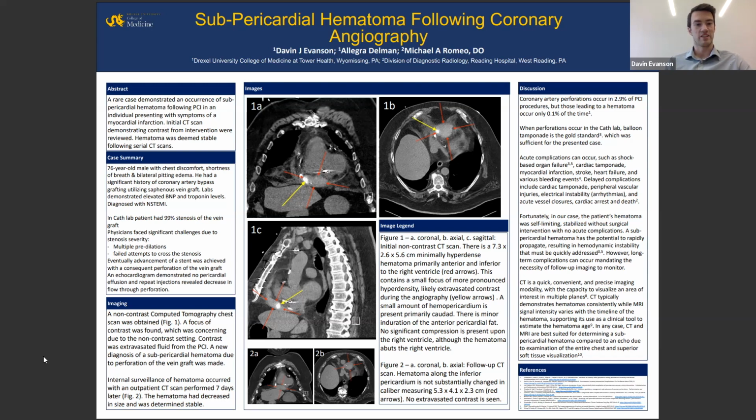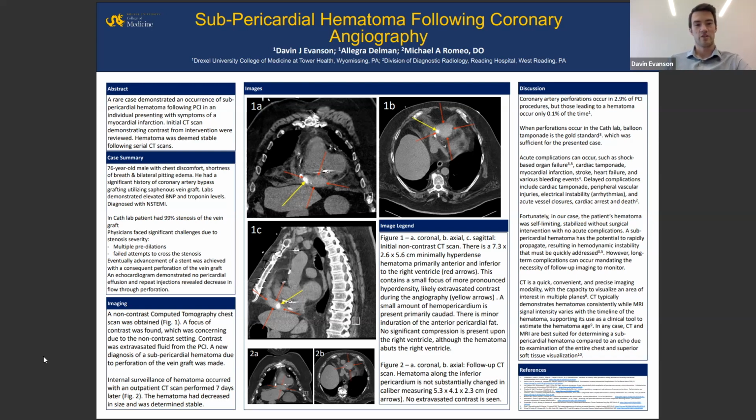The patient was taken to the catheterization lab, and there was a 99% stenosis of the vein graft. As the physicians tried to pass the stenosis, they had significant difficulty in doing so. It required multiple predilations and multiple failed attempts to cross the stenosis, but eventually there was successful advancement of the stent. However, there was a consequent perforation of the vein graft, which we'll review in the imaging here soon.